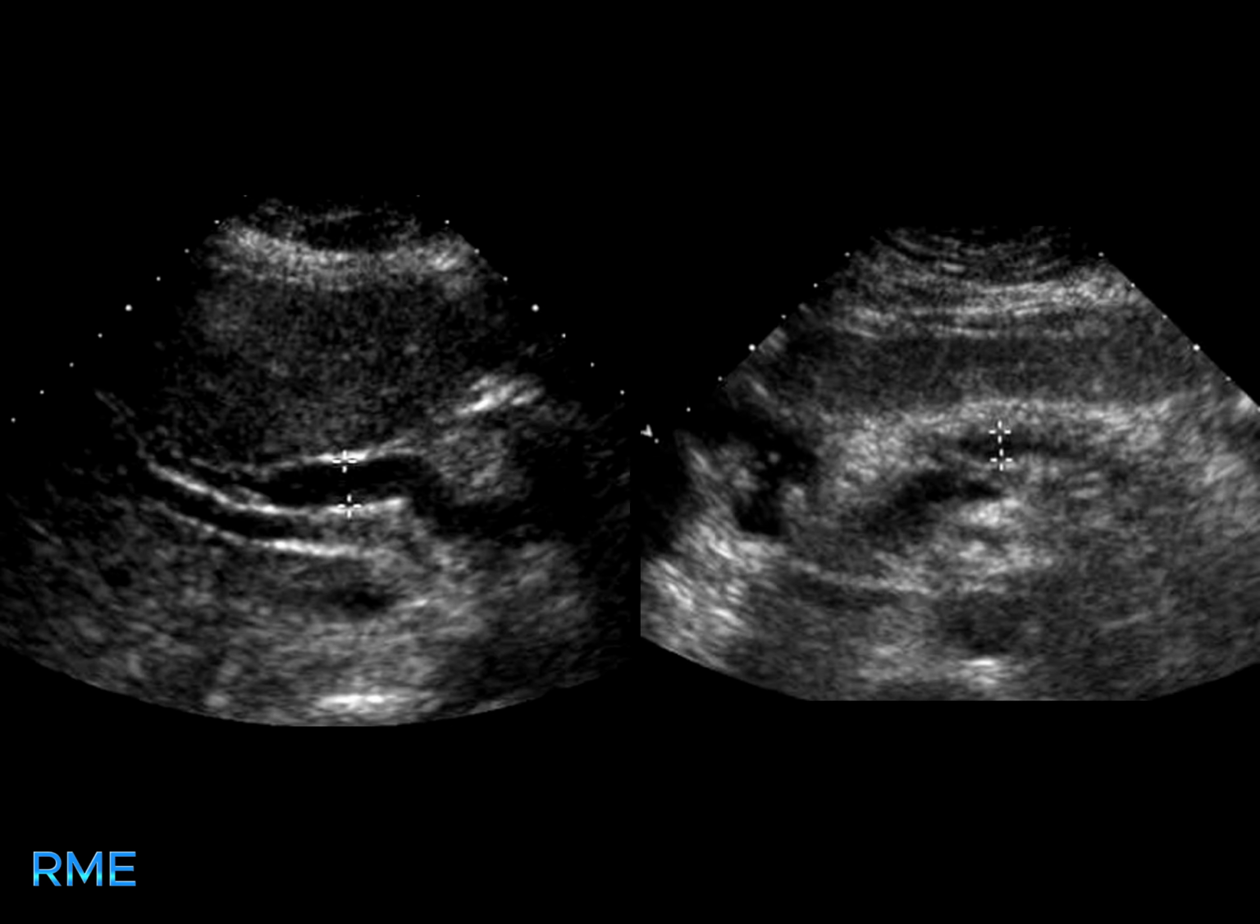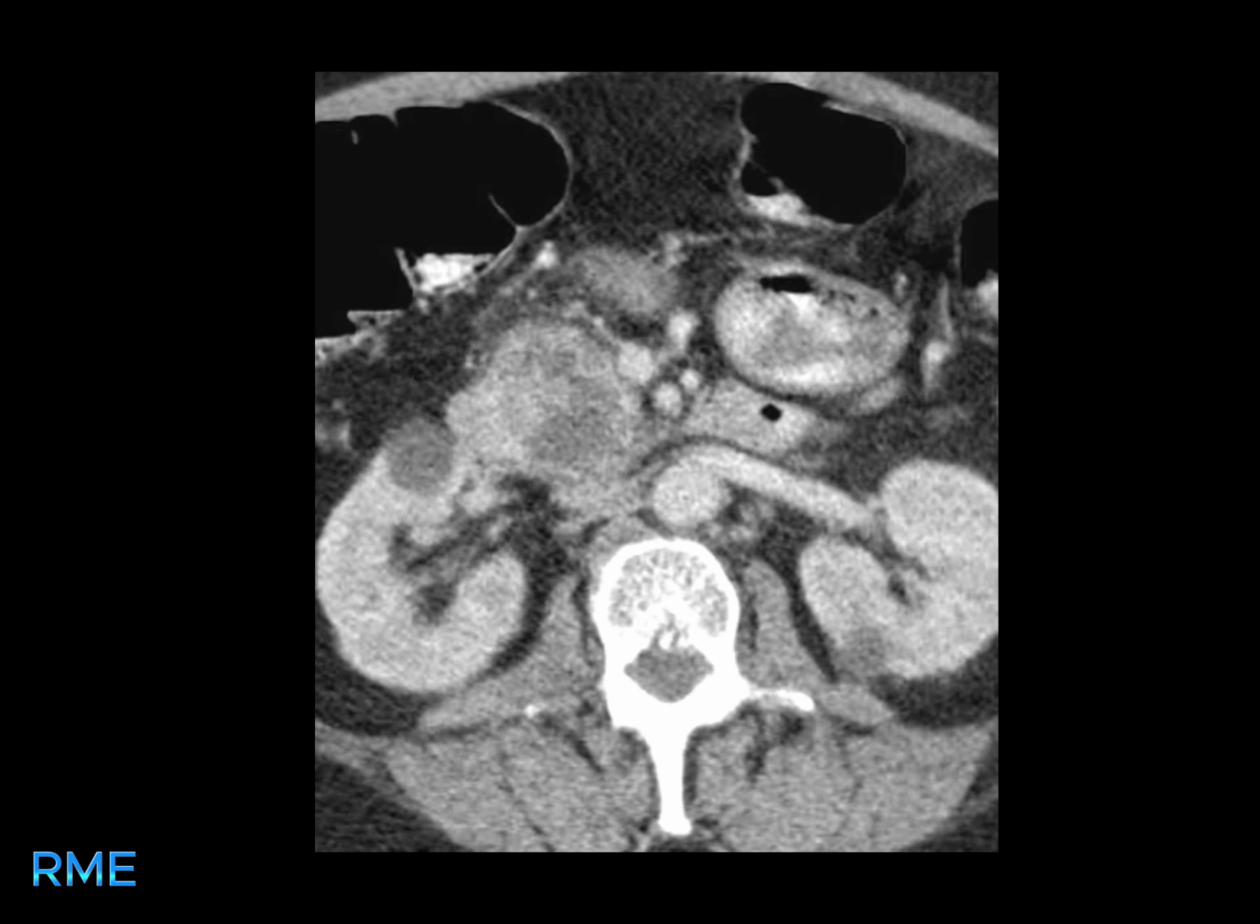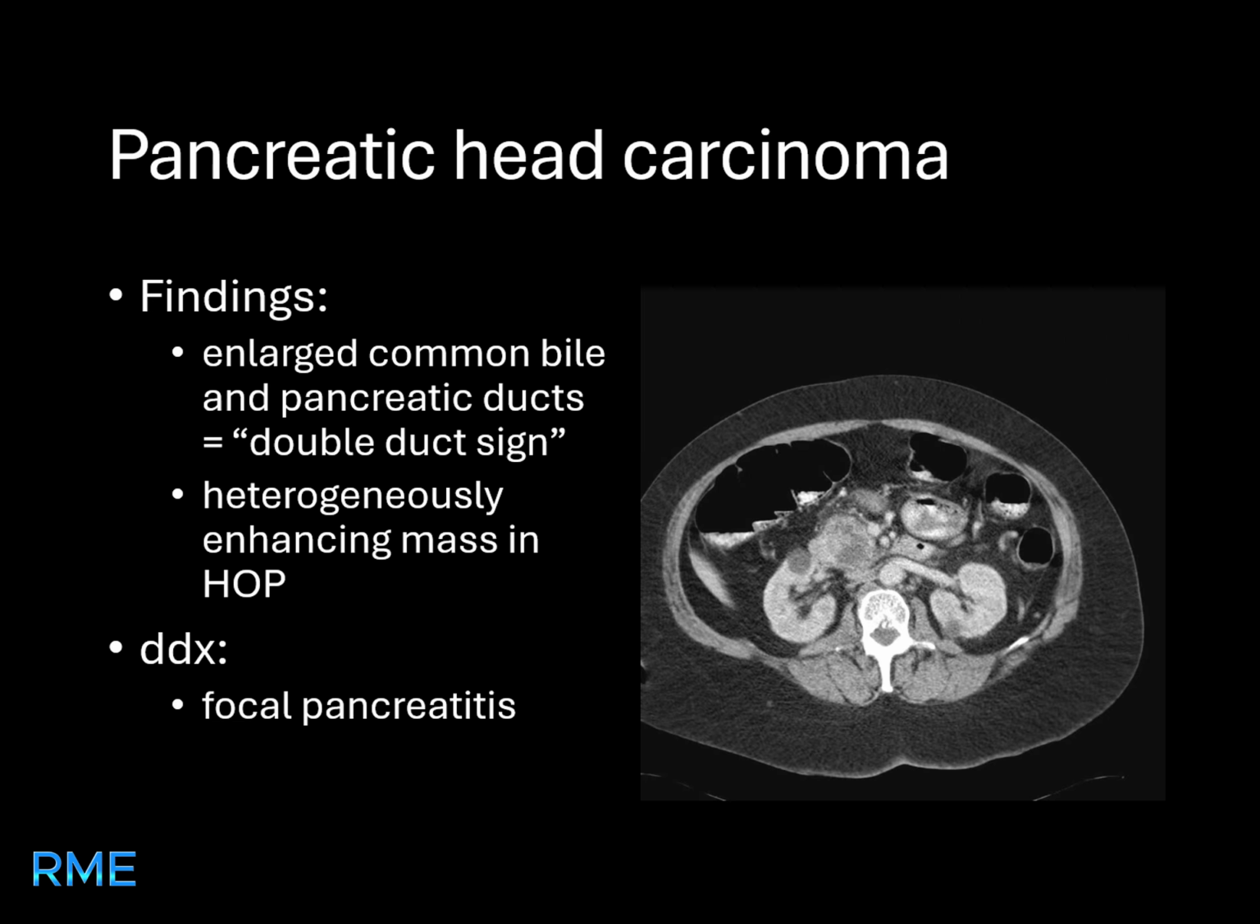These findings are characteristic of pancreatic head carcinoma. The mass effect causing both bile and pancreatic duct dilation is typical of a malignant obstruction. Differential diagnoses include focal pancreatitis. To further evaluate, an endoscopic ultrasound with biopsy can confirm the diagnosis. Management typically involves surgical resection, Whipple procedure, and possibly chemotherapy or radiation therapy depending on the stage of the cancer. Let's move to the next case.